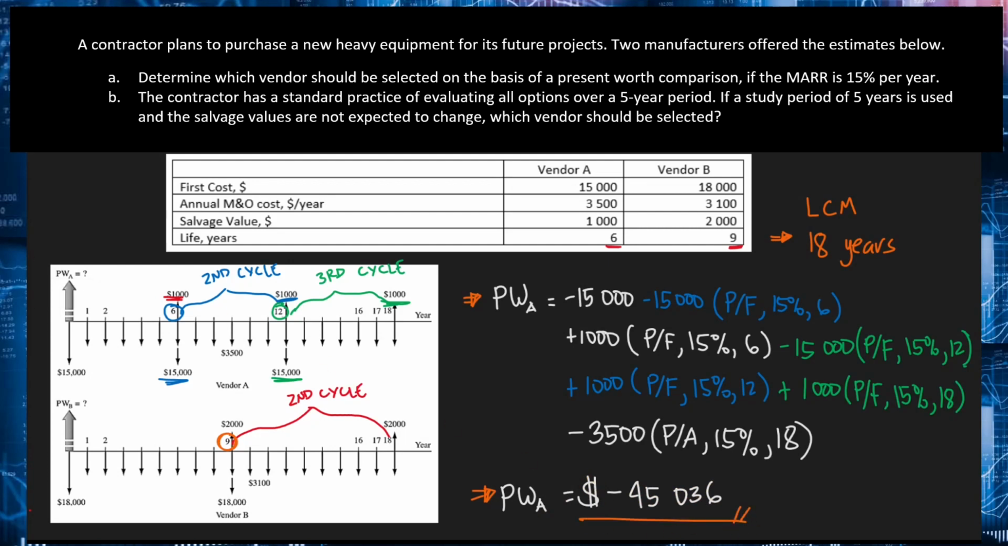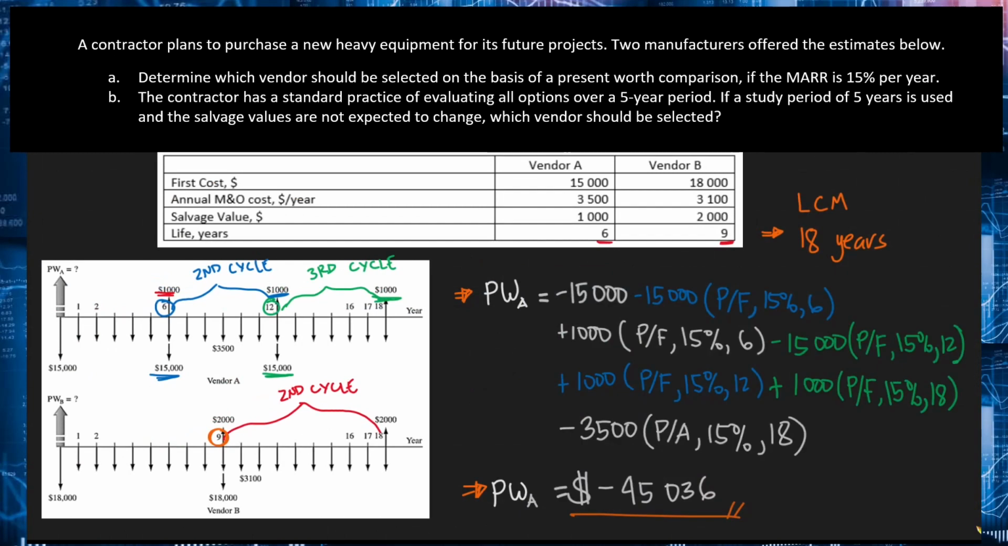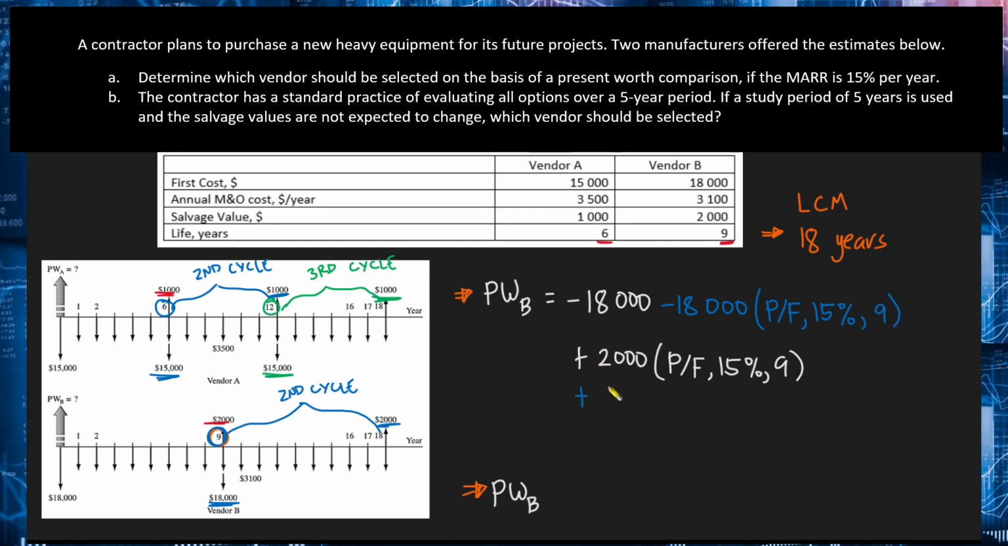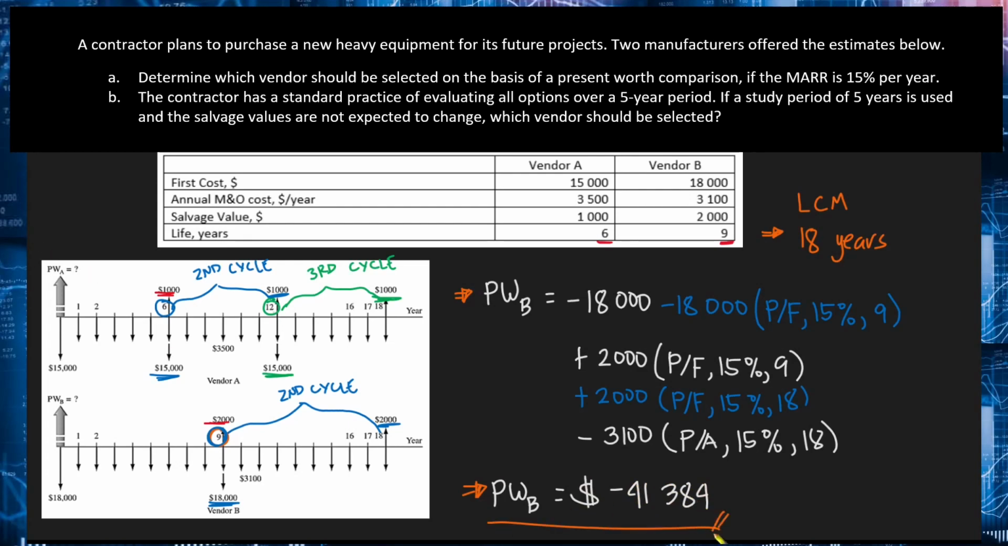So take note, negative ulit siya, no? Ibig sabihin, cost siya. And then applying the same procedure for the second alternative. Again, tingnan nyo lang yung cash flow diagram para hindi kayo mahirapan. So the present worth of all the cash flows for the second alternative will be equal to $41,384. Again, negative, ibig sabihin cost siya.